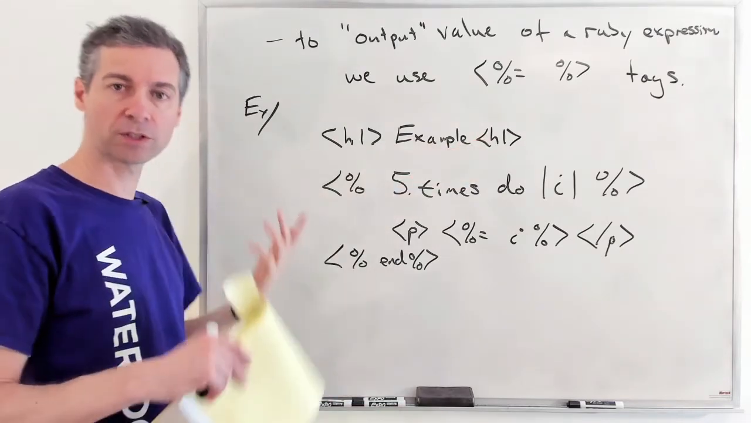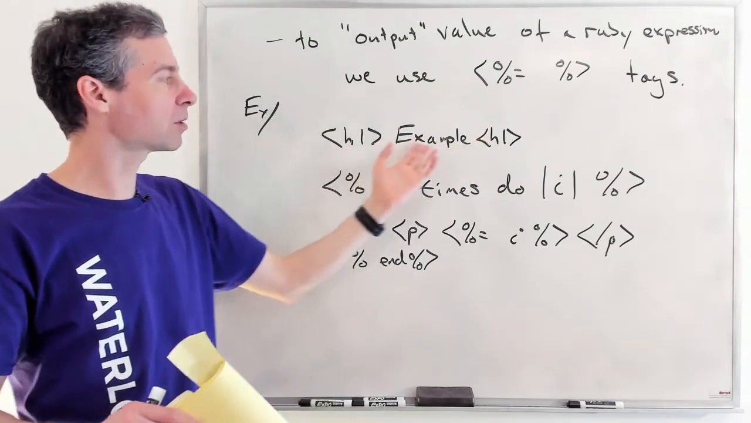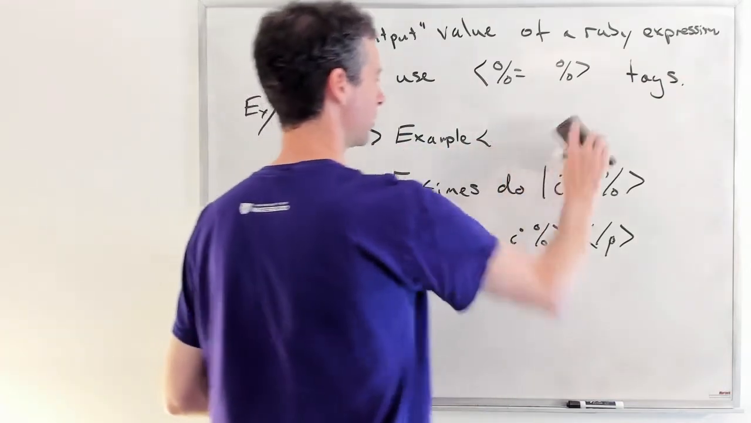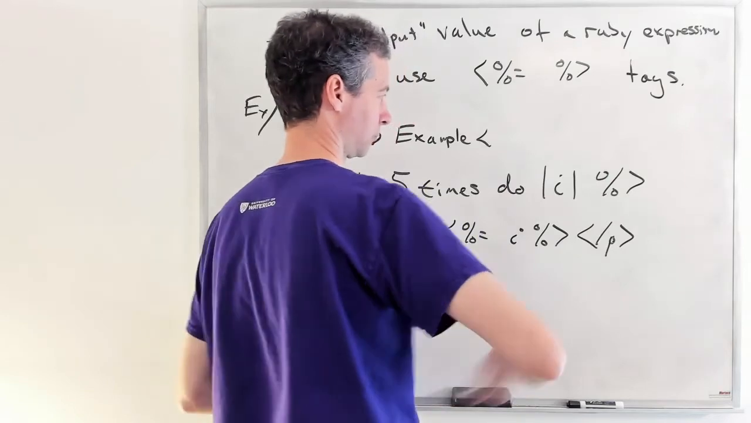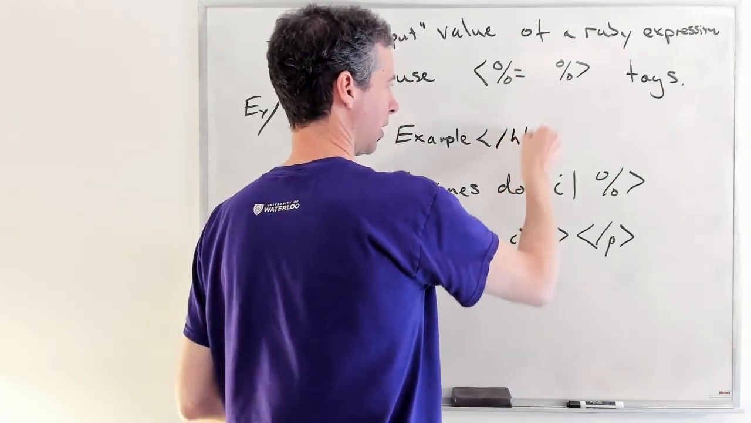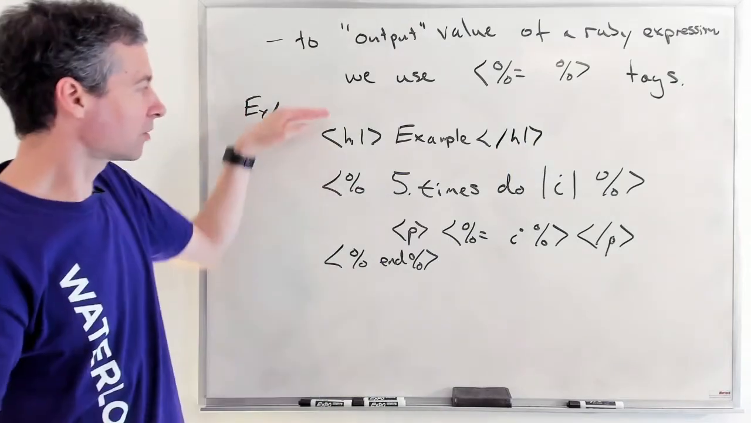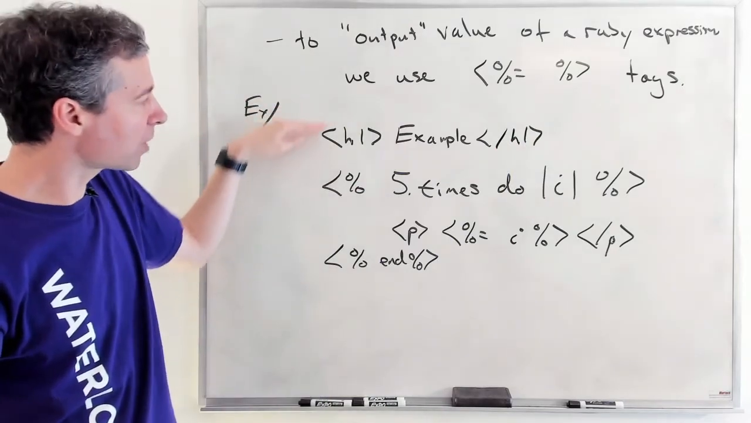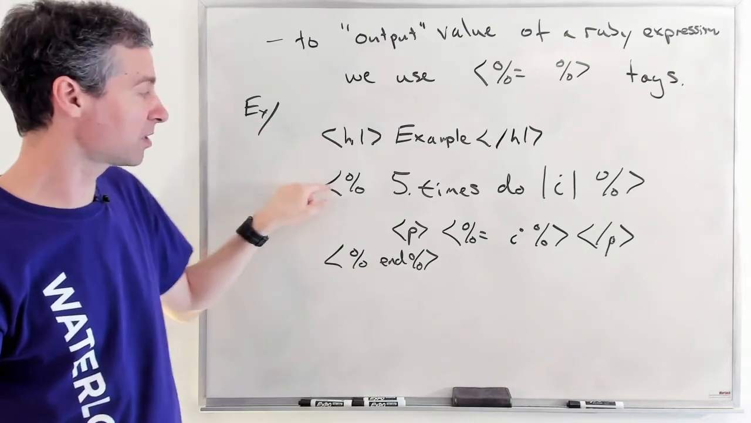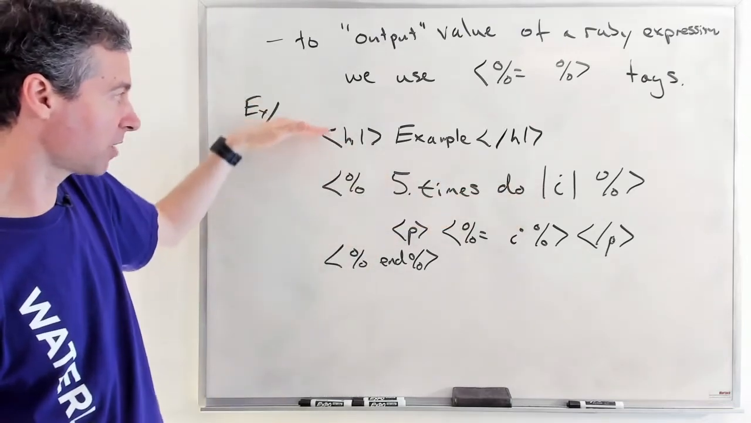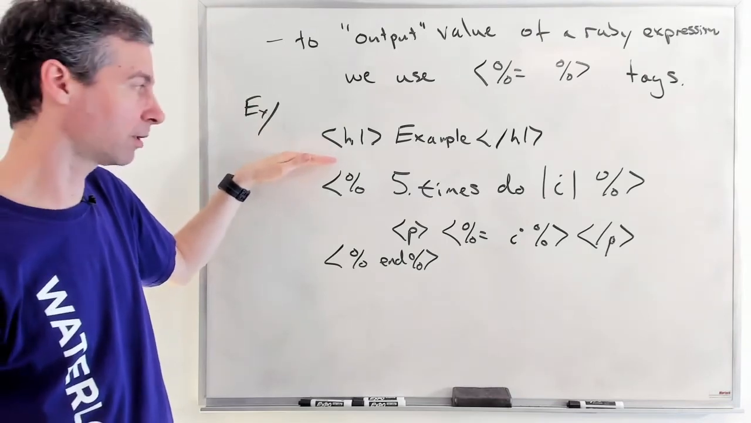And so eventually the browser will see I have a header1 tag with the example. I should close the header1 tag appropriately. Have to get your HTML correct. Anyways, whatever I've written in this erb file, if it's not inside of these special tags, is just what's getting output as I come down through, all right?